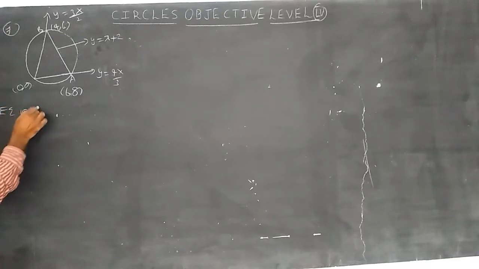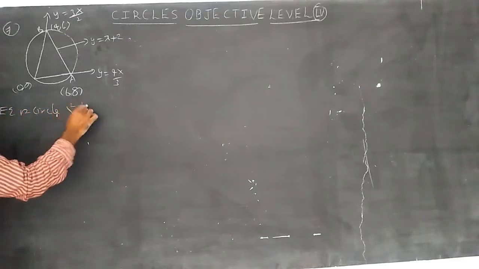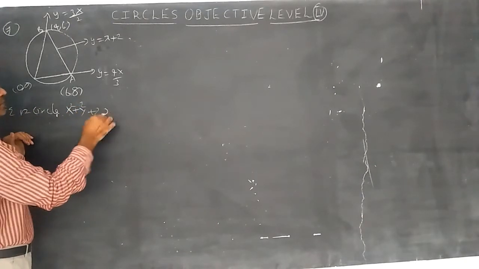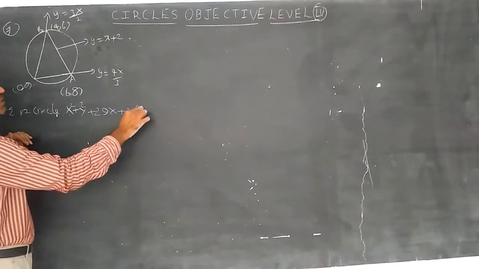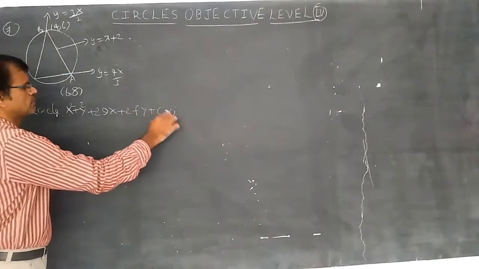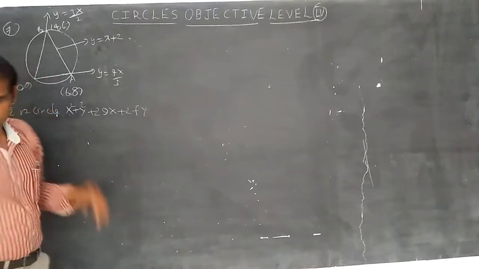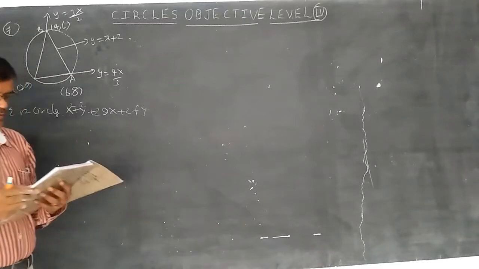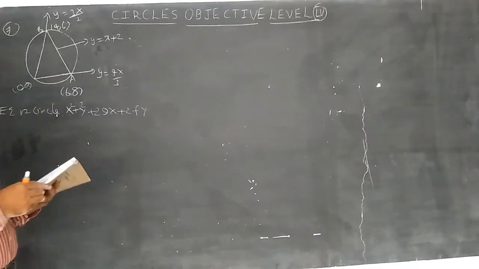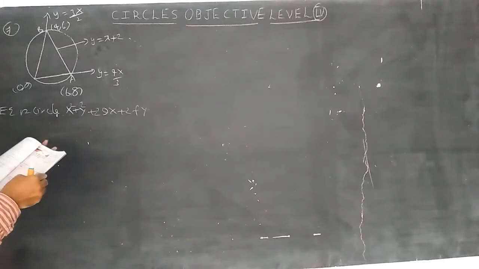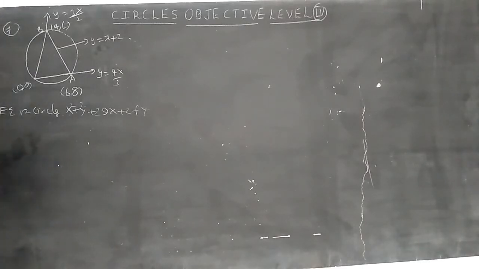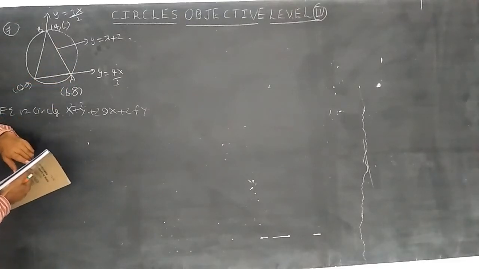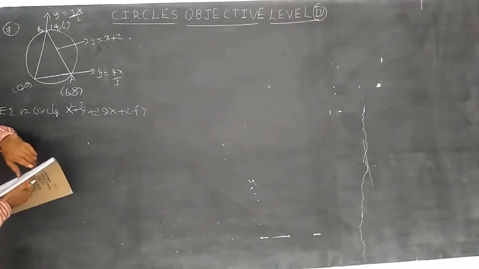So let us write the equation of the circle. The equation of the circle which is passing through the point 0 comma 0 is x square plus y square plus 2gx plus 2fy plus c equal to 0, so there is no c. Otherwise, we can verify the options also. All options pass through 0, 0. If we verify the point 4 comma 6 in the first option: 16 plus 36, 52, 52 minus 32, 20, 20 minus 12. The first option is not correct.